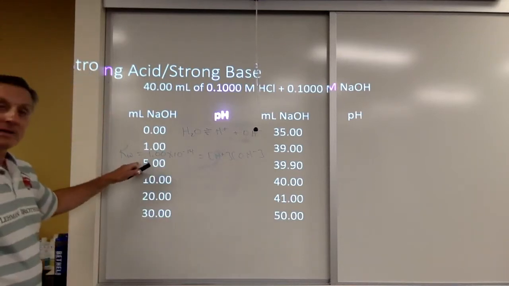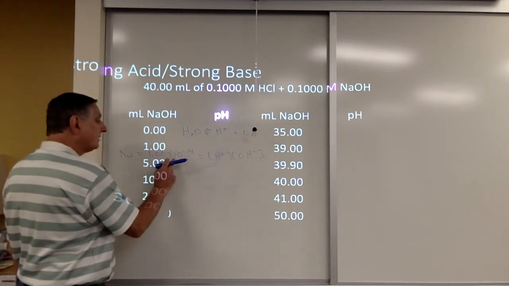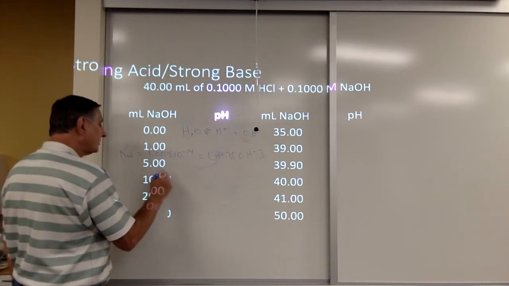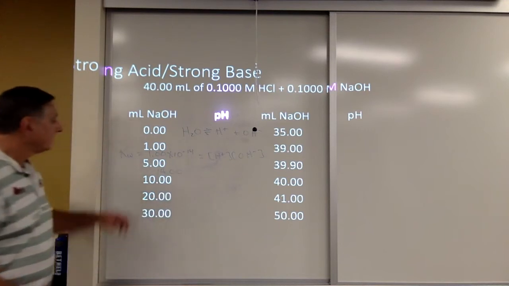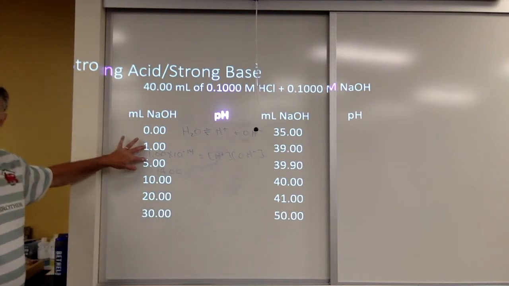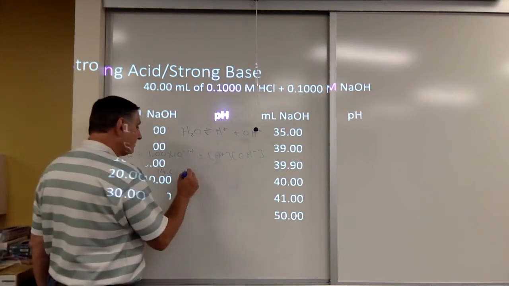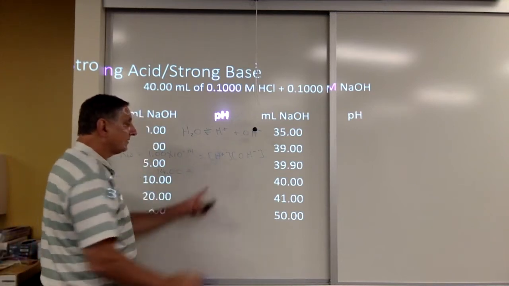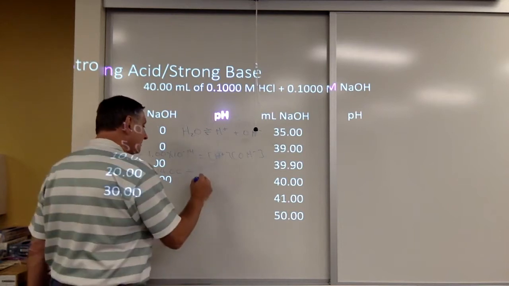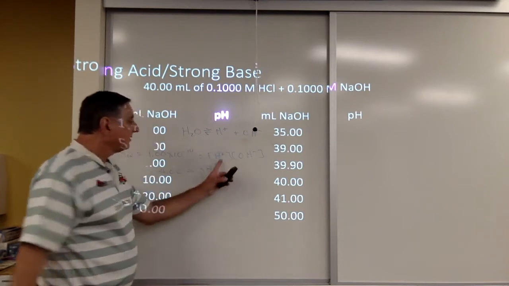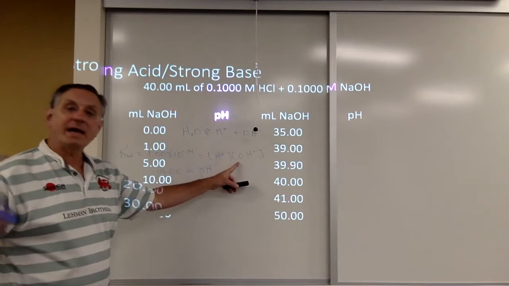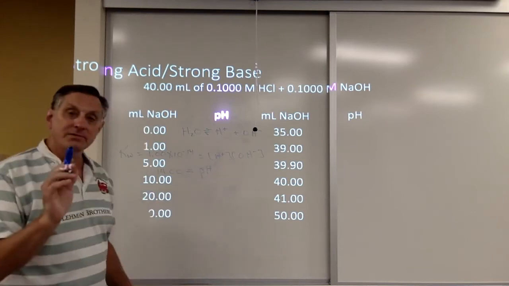If we take the negative log of this equation, the negative log of this number is 14.00. The negative log of 1 times 10 to the minus 14th is 14.00. And then this is equal to the negative log of hydrogen ion concentration, pH. These two multiplied, we add their exponents. Let me give you an example.